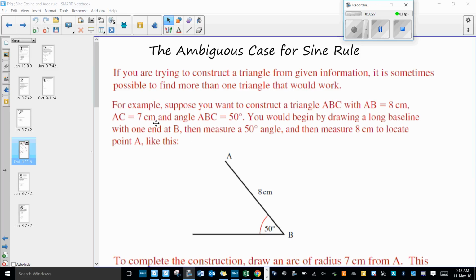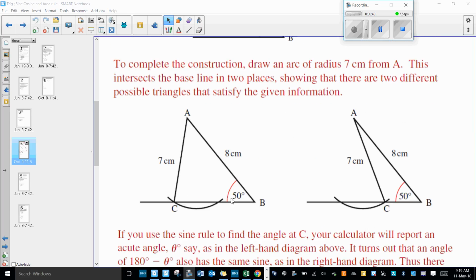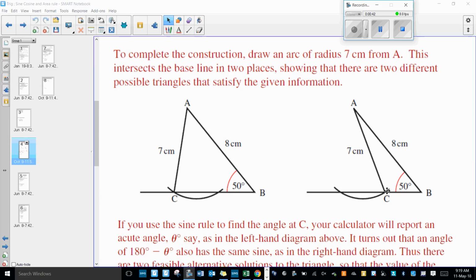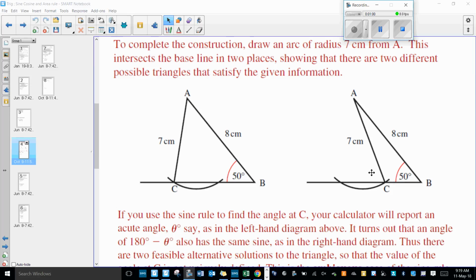We could open up our compass to 7 centimeters, stick our point in here, and draw and establish where point C would be. But if we did that, we would find that there are 2 different places it could be. Point C could be here or here. So our triangle ABC could be this one, or it could be this one. If we've been asked to find angle C, we've actually got 2 different values here.